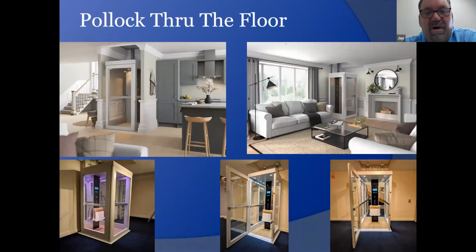All right, so here's another option that Steve and I love. It's called Pollock through the floor. This one does not need an elevator pit. It's only for two stories, and it has to go through a floor. So the contractor will cut a hole through your floor, rebrace the trusses, and finish out the inside of the hole. We saw a lot of these too.